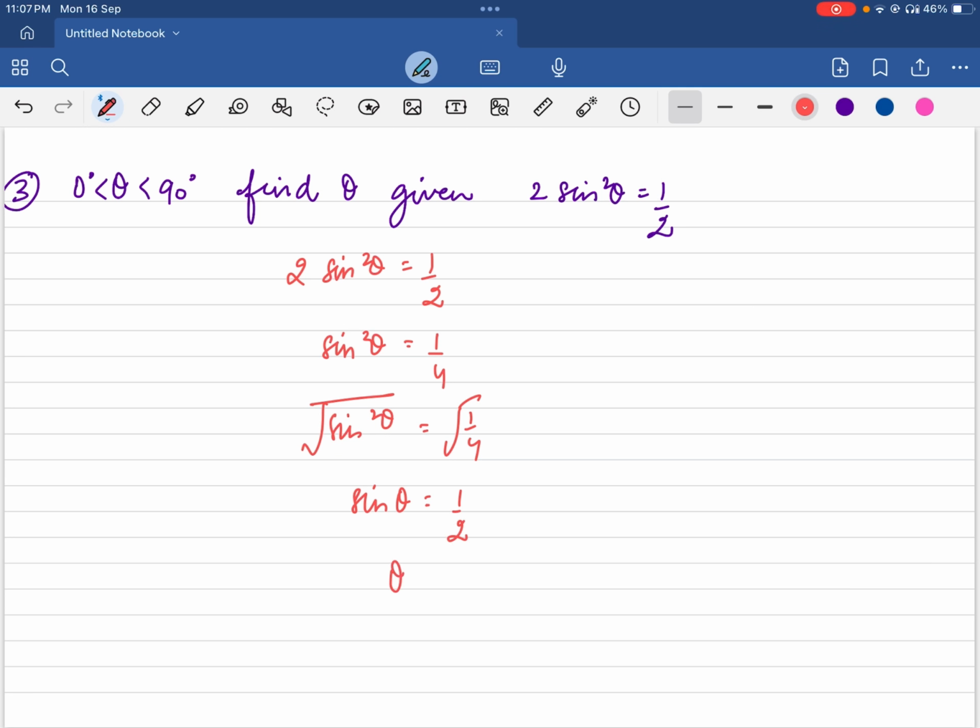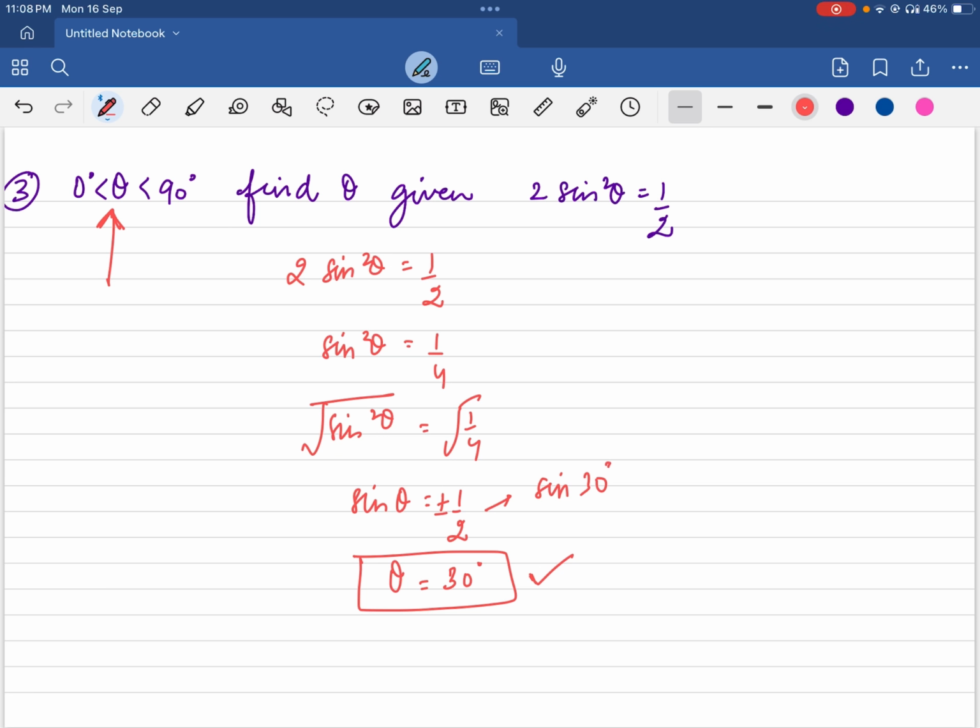Here it will give you a value of plus minus. Now we know that theta is subjected to some domain, that theta will not go beyond 90 or below 0. So we need to be in this domain only, from 0 to 90 degrees. So when is the value of sine half? Sine half happens at sine of 30 degrees. That's why theta is going to be 30 degrees. That's mainly it.